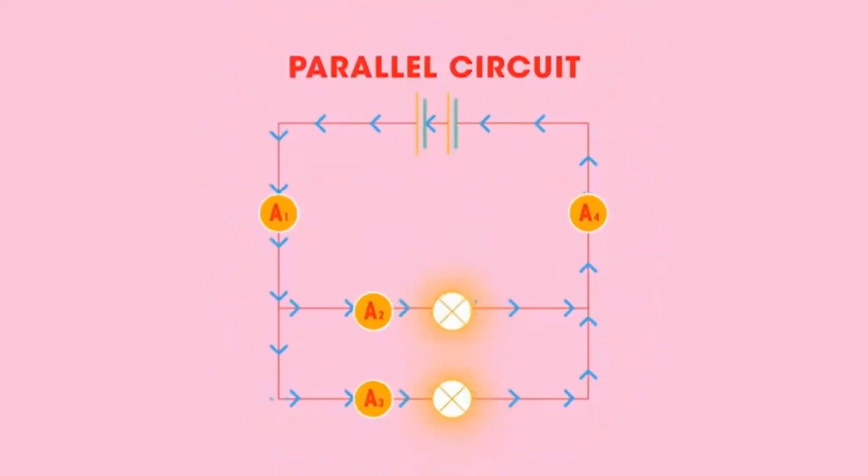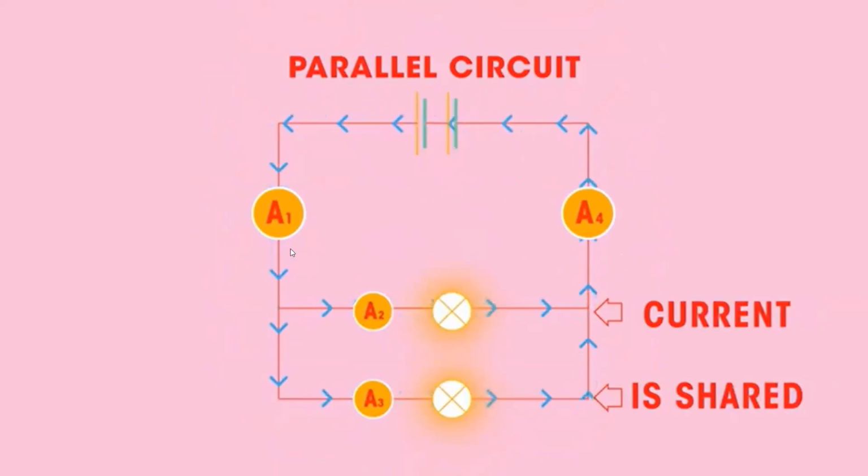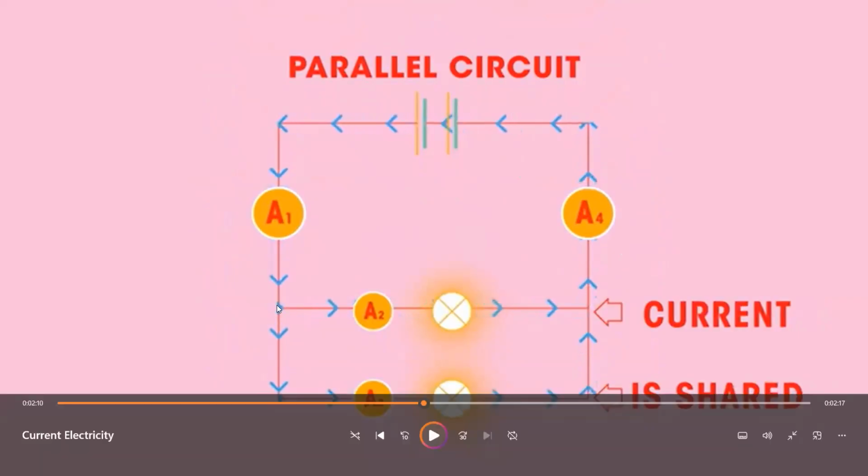This is not true, however, for parallel circuits. In parallel circuits, the current is shared between the different branches of the circuit. In this part, I have a junction here. So the current coming from the main branch in A1, some of it will go to A2 and the rest will go to A3. So we can establish a rule that A1, the reading on ammeter 1, will be equal to the reading on ammeter 2 plus ammeter 3.